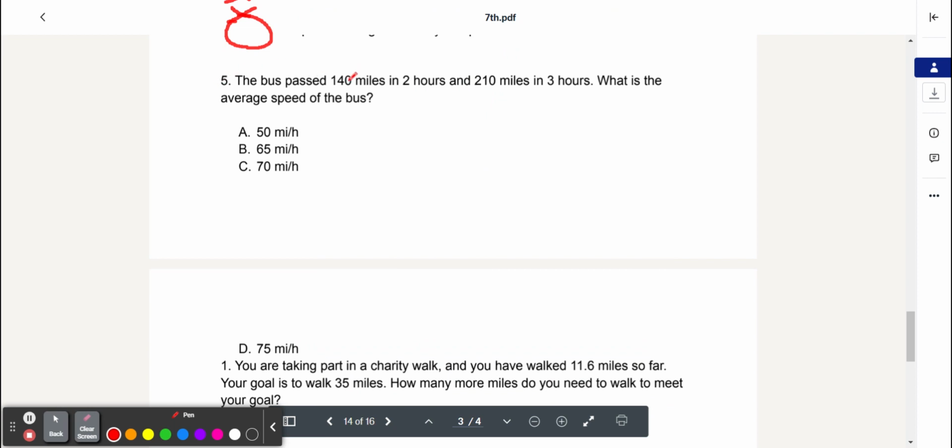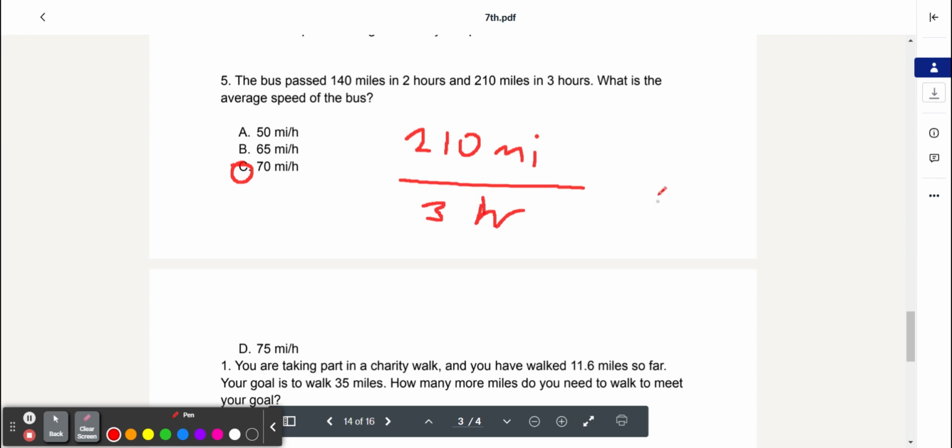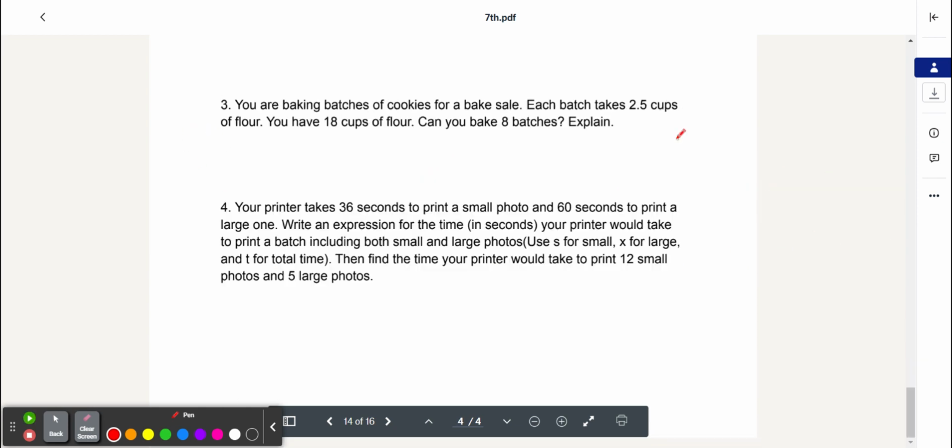For number 5, the bus passed 140 miles in 2 hours and 210 miles in 3 hours. What is the average speed of the bus? To find speed, it will be distance traveled over time. So the bus traveled 140 miles in 2 hours. 140 divided by 2 is 70 miles per hour. So our answer is 70. Just to check, we can try the other set of distances. So it would look something like this, 210 miles divided by 3 hours, which will give us 70 miles an hour again. So we know our answer is correct.